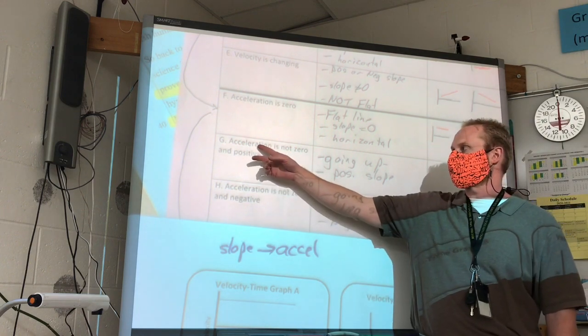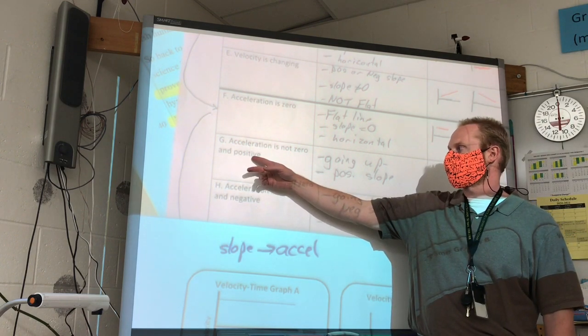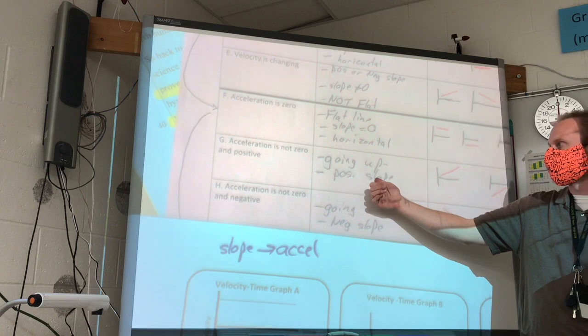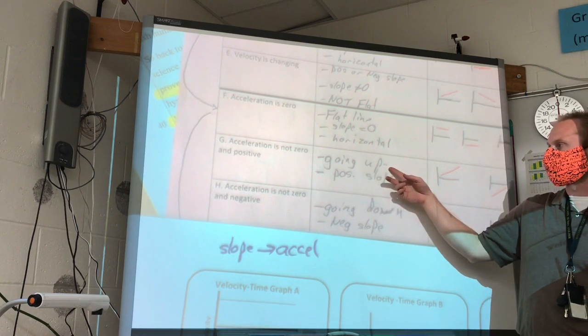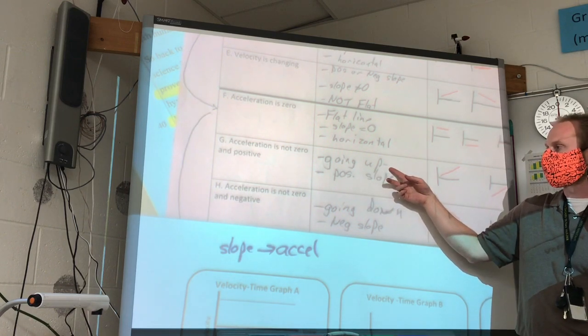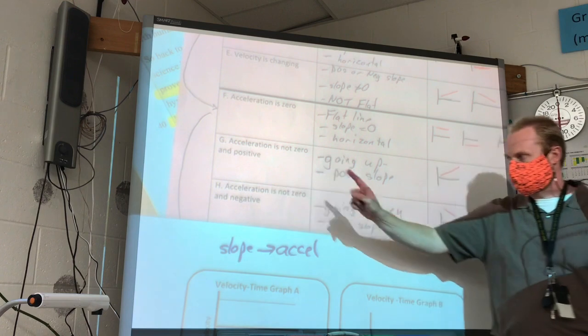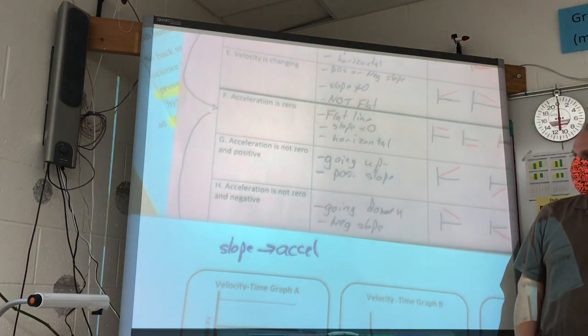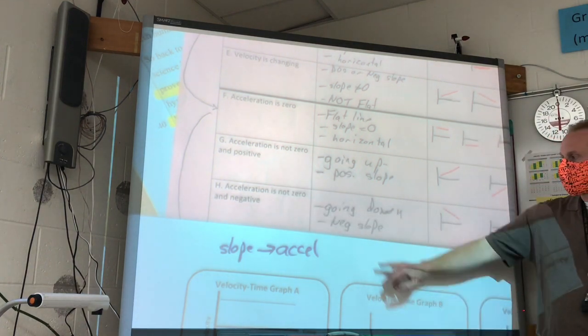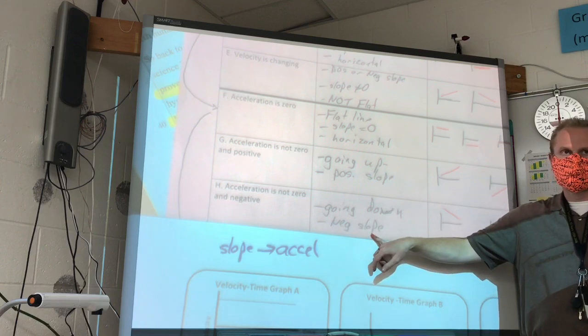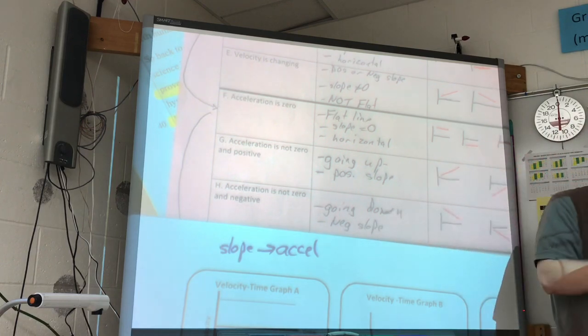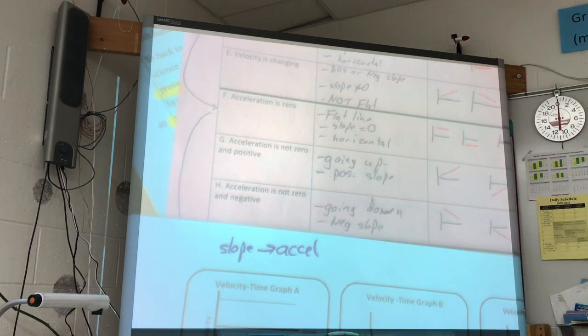In a velocity versus time graph, if we have a positive acceleration, it's got to be a positive slope. Or we could say the graph is going up. The line is going up. If my acceleration is not 0 and negative, slope tells me acceleration. So a negative acceleration means a negative slope. In a velocity versus time graph, acceleration and slope are interchangeable.